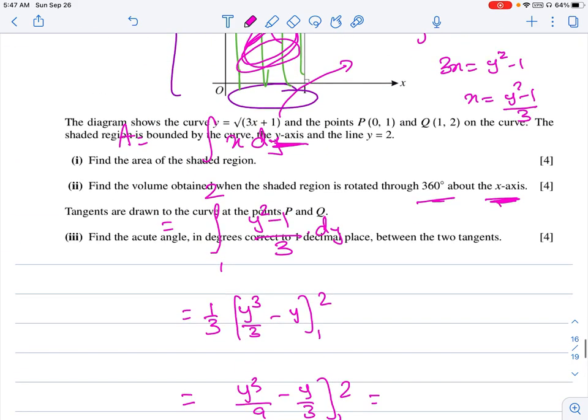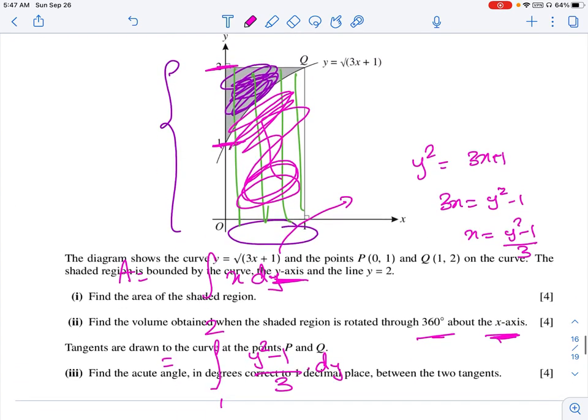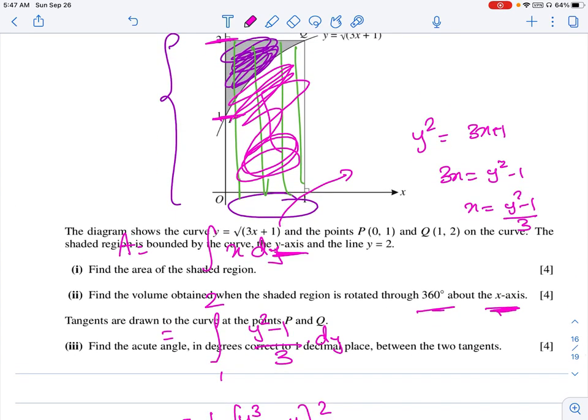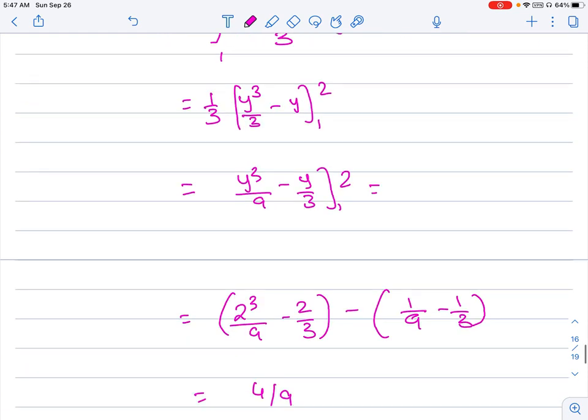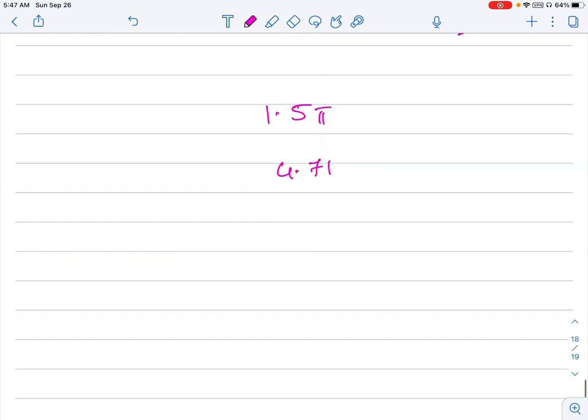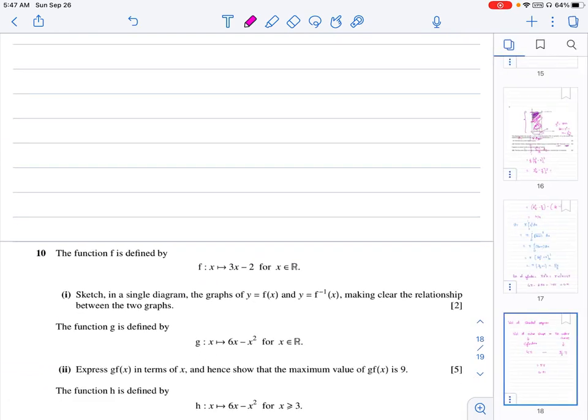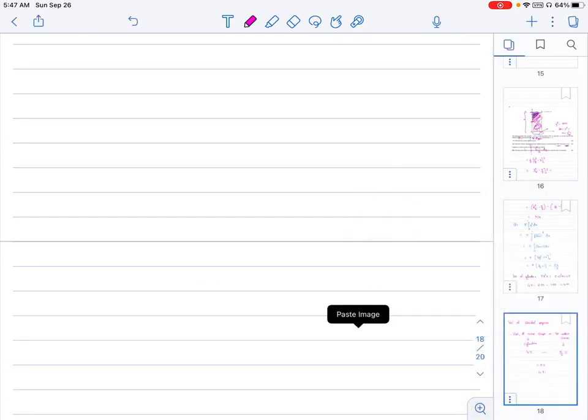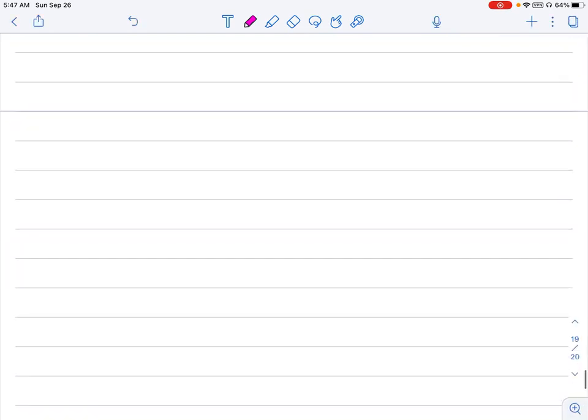Now coming to the last part: tangents are drawn to the curve at points P and Q. Find the acute angle in degrees, to one decimal place, between the two tangents. So, the acute angle between the two tangents. What was the equation? Y is equal to square root of 3x plus 1, or 3x plus 1 whole to the power of half.